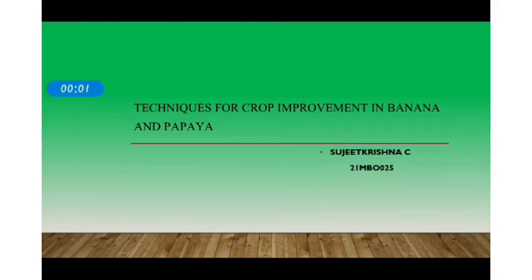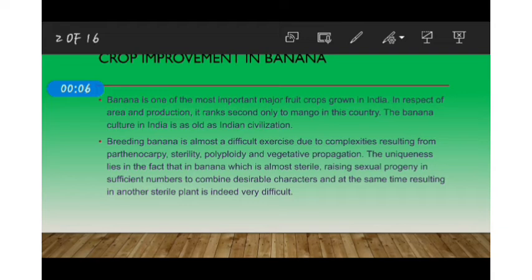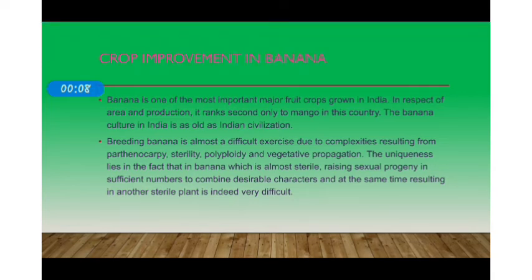Hello everyone, let's see about the techniques for crop improvement in banana and papaya. Crop improvement in banana. Banana is one of the major food crops grown in India. In respect of area and production, it ranks second only to mango in this country. The banana culture in India is as old as the Indian civilization.